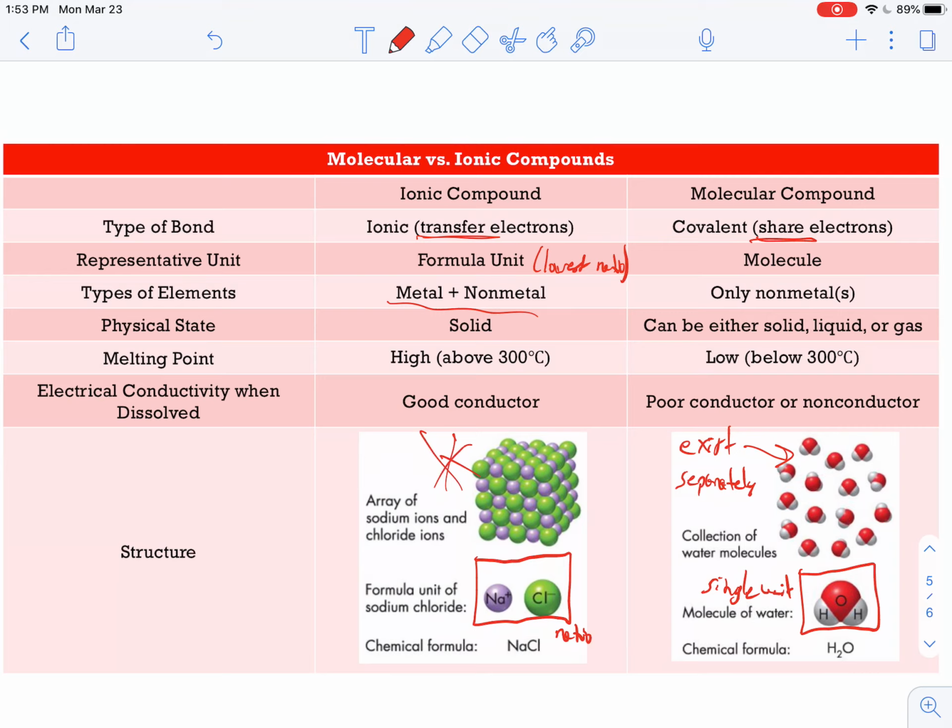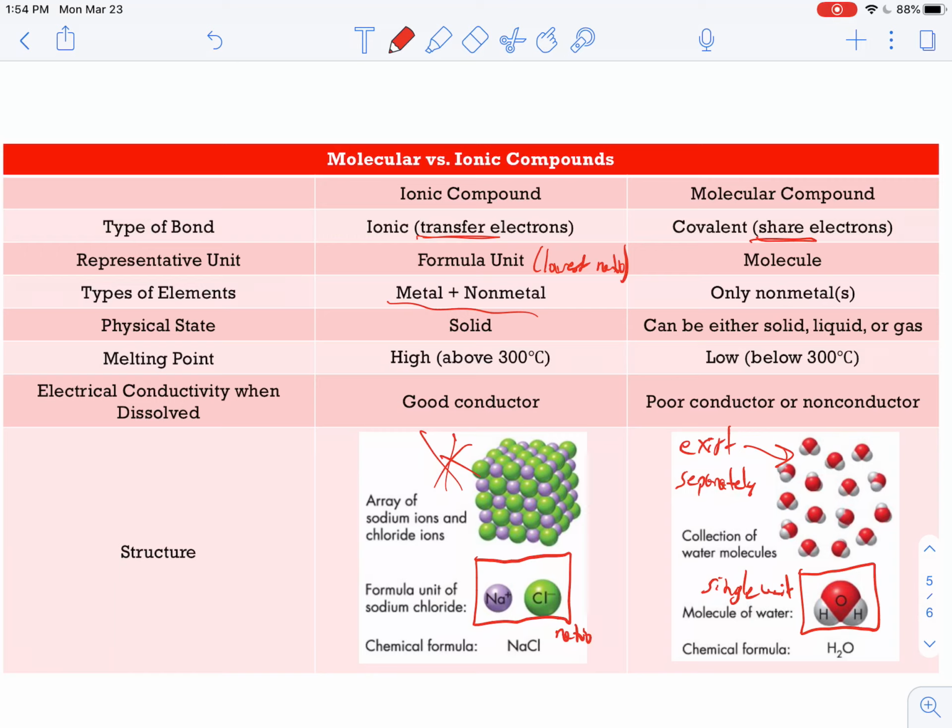But when we look at the physical state of molecular compounds, there's a wide range that they can be. We have things that are solid, such as sugar, glucose, solid. The water picture below obviously is a liquid. The oxygen molecules that we breathe in are going to be gases. So there's no set one state that a molecular compound has to be.